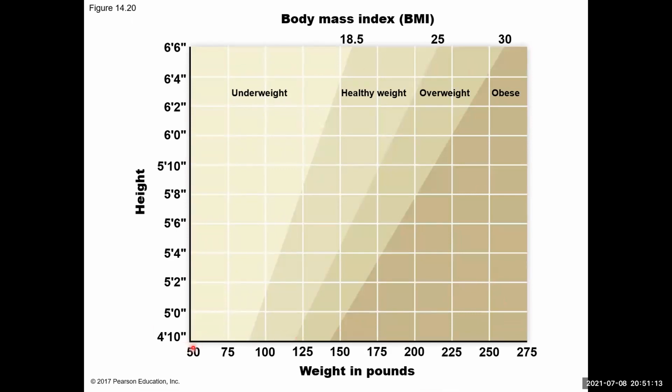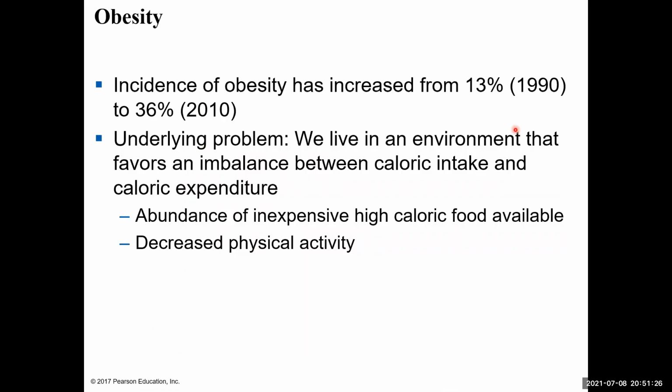So you would basically look at your weight in pounds, look at your height, and then find out where you fall on this body mass index. And that'll tell you whether you're underweight, healthy weight, overweight, or you fall in the obese category. And so obesity, I just want to touch on for a second. It has increased in the United States from about 13% to 36%. This data is about a decade old, so I would actually imagine this to be even higher now.